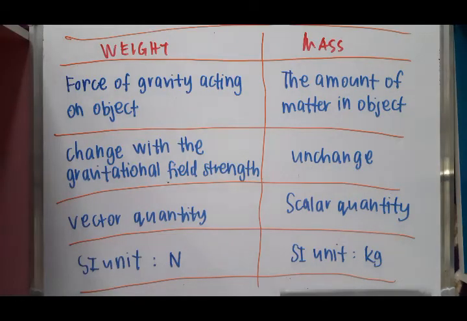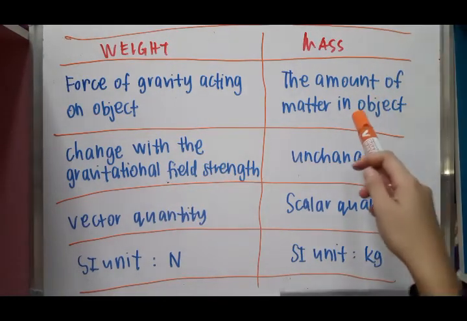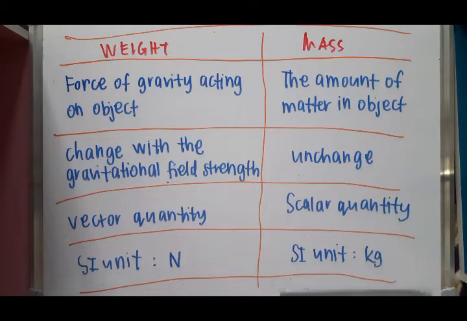Okay, last but not least, let's see the differences between weight and mass. Okay class, the last thing we need to know is the differences between weight and mass. So the first point is about the definition. The definition of the weight is force of gravity acting on object, and the definition of the mass is the amount of matter in object. Then the weight can change with the gravitational field strength. When the gravitational field strength is big, then the weight is big. When the gravitational field strength is small, then the weight is small.